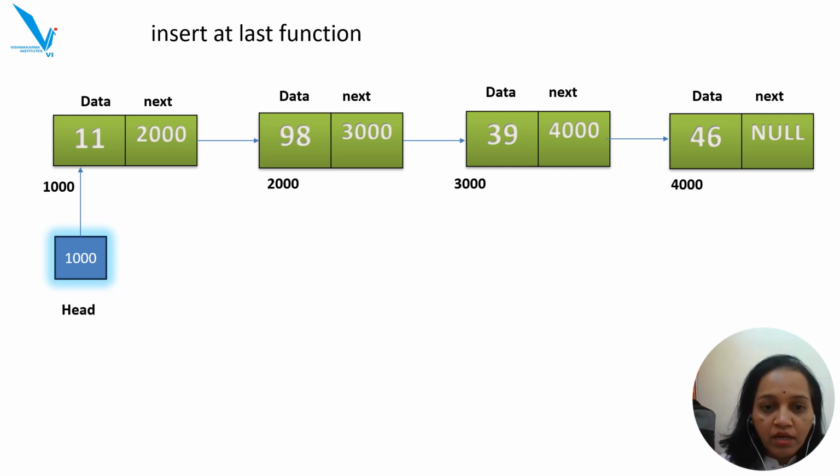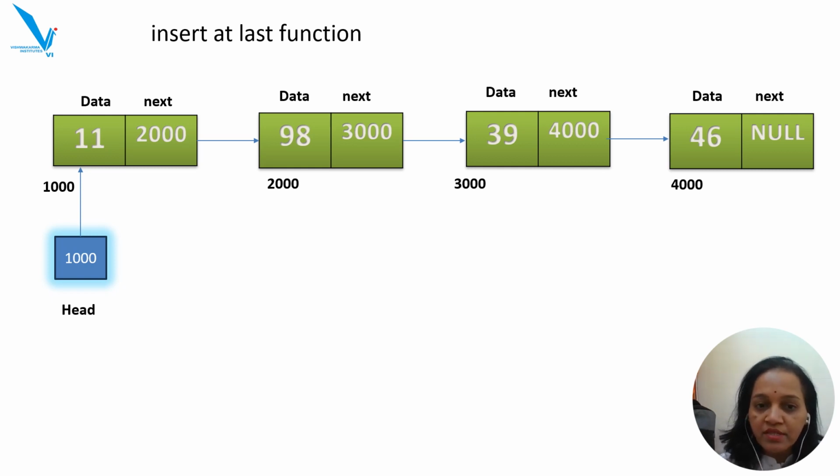So check out, we already have this list created, the way we have created one node, we have created other nodes also. So we have this list created initially. In the list we have 4 items. 11 is stored at 1000 location, 98 is stored at 2000 location, 39 is stored at 3000, and 46 is stored at 4000. So this is our list.